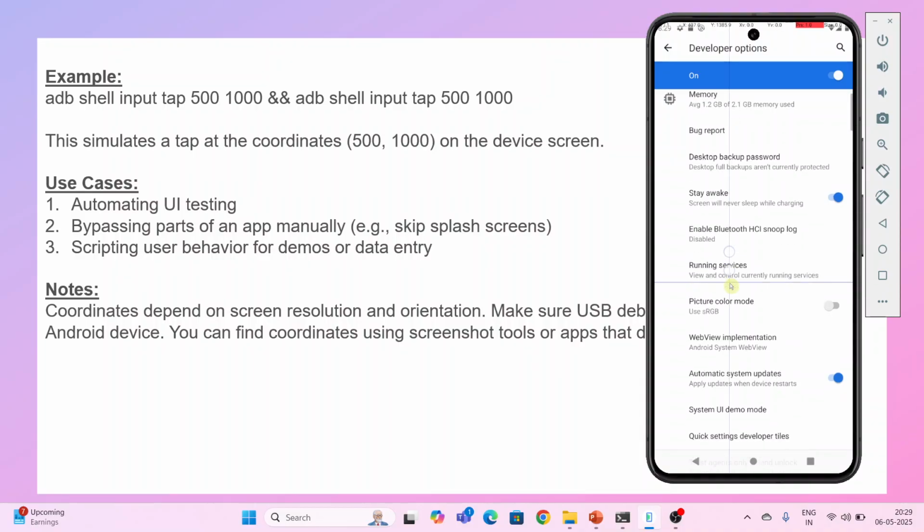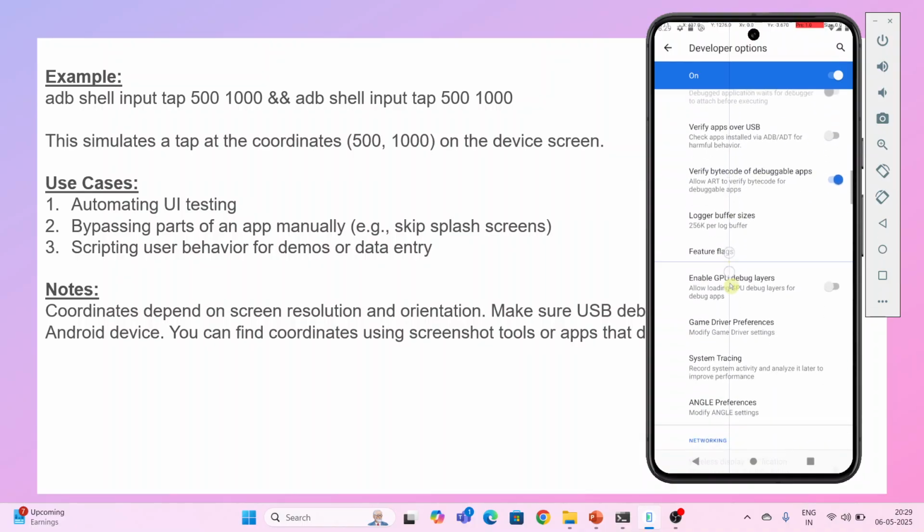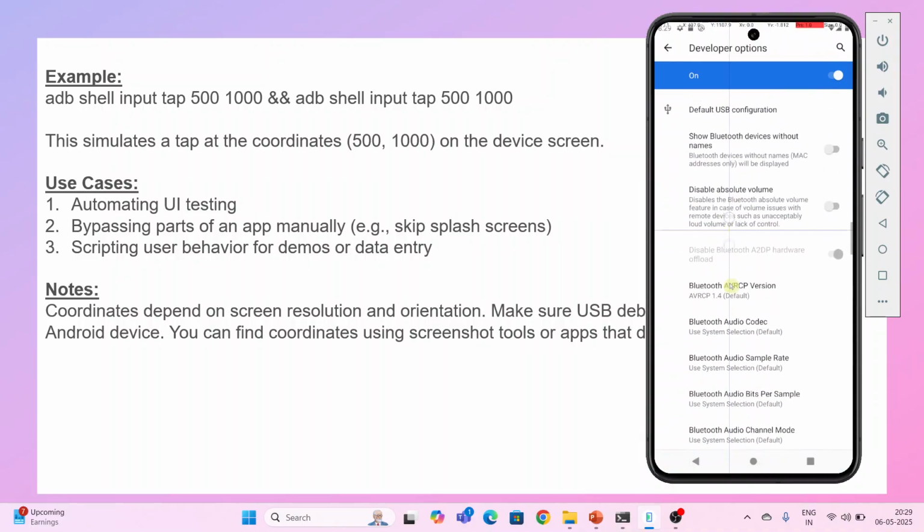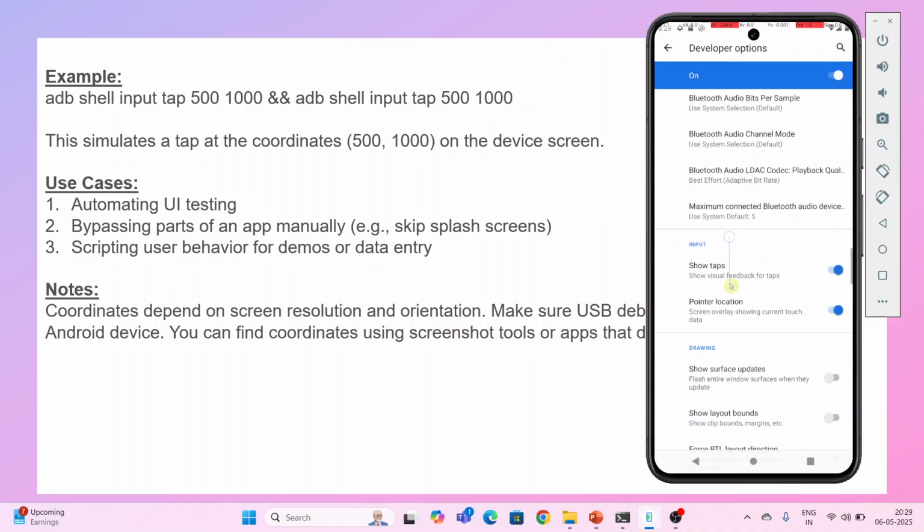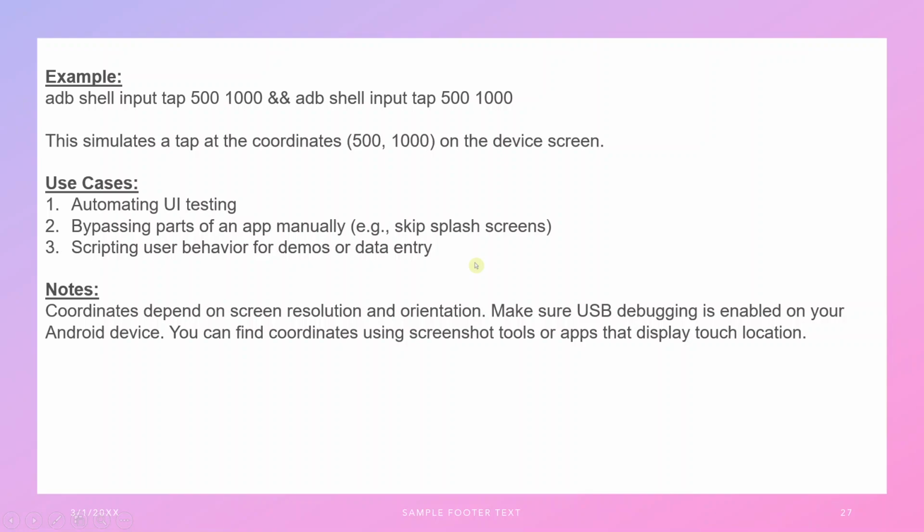Under the developer options, just scroll to the input section. There we have two options to be enabled. That is show taps and pointer location. If you enable the pointer location, at the top we can see the x and y coordinates. You can just get them from here. This is how we can perform a double tap in the ADB shell command.